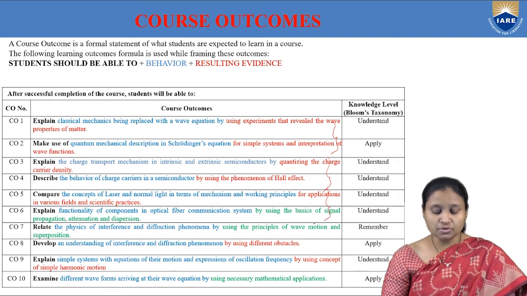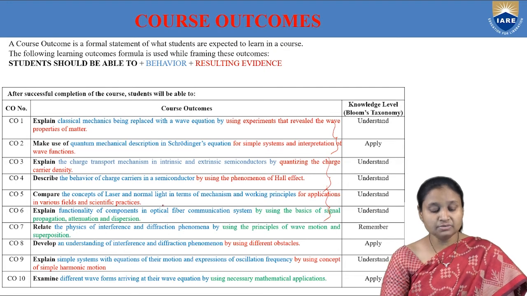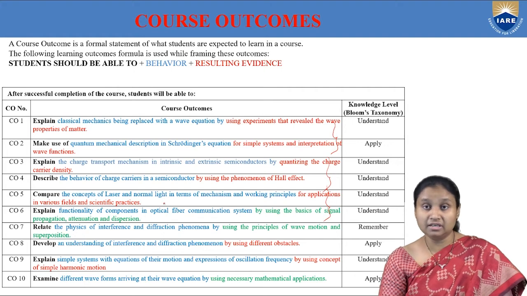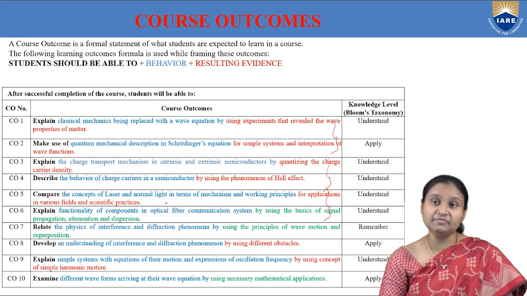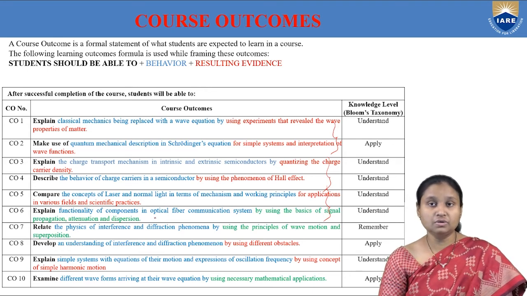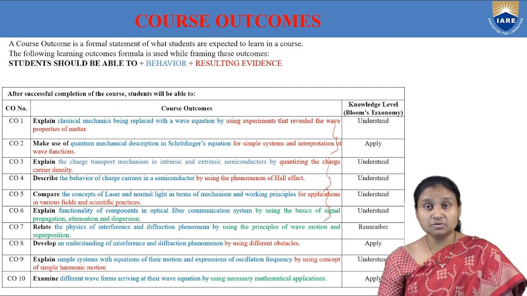The next two course outcomes are for the third module, which is lasers and fiber optics. Here students will be able to compare the concepts of lasers and normal light in terms of mechanism and working principles for application in various fields and scientific applications. And the next course outcome related to the third module: explain functionality of components in an optical fiber communication system by using the basics of signal propagation, attenuation and dispersion. Both these course outcomes come under the Understand level.